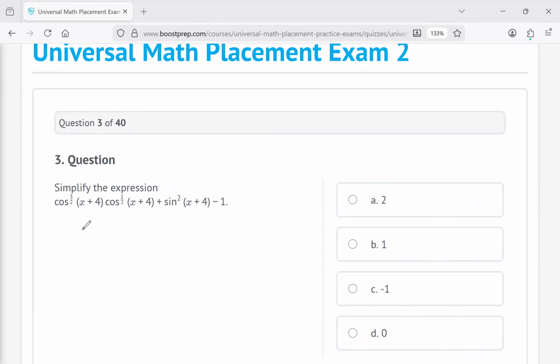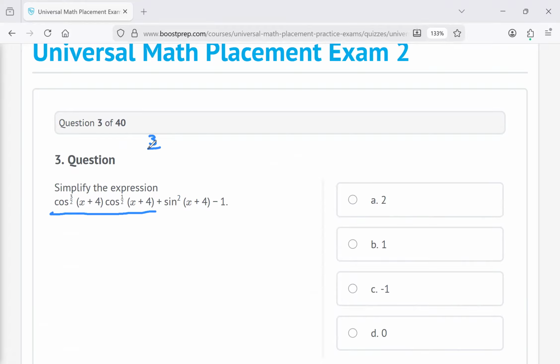Okay, so this one says simplify the expression. We have cosine of 3/2 x plus 4 times, and I know it's times because it's squished, cosine of 1/2 of x plus 4 plus sine squared of x plus 4 minus 1. So I notice these two things are multiplication, and they all have an x plus 4. When you're multiplying powers, you're technically adding the exponents. So I can add the exponents 3/2 and 1/2 because they both have the same base, cosine of x plus 4.